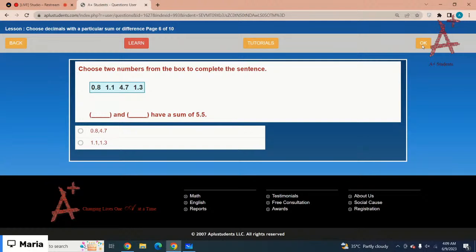The correct option is option number 1. 0.8 and 4.7. When you add them, they make 5.5. Got it? The correct option is option number 1.